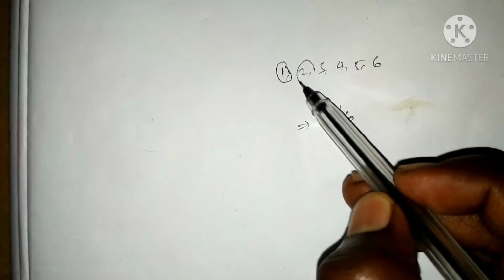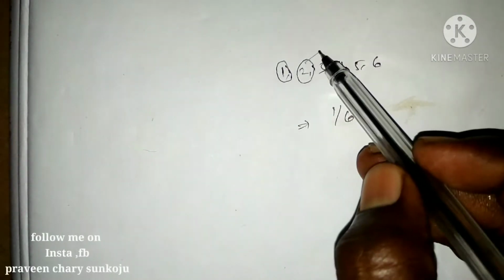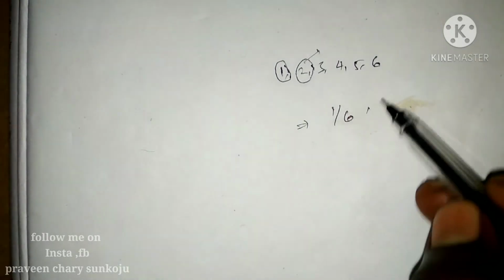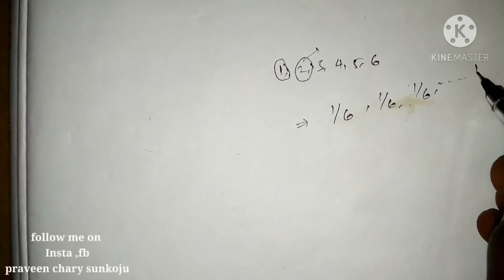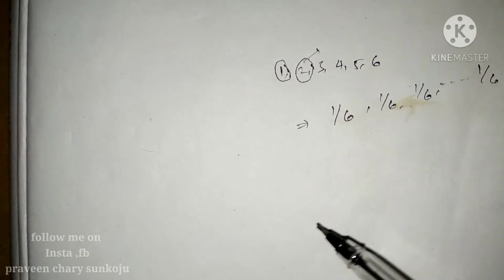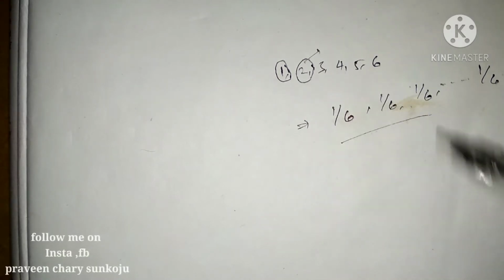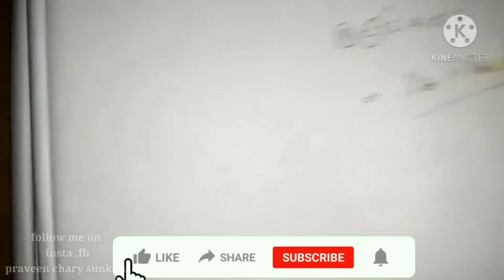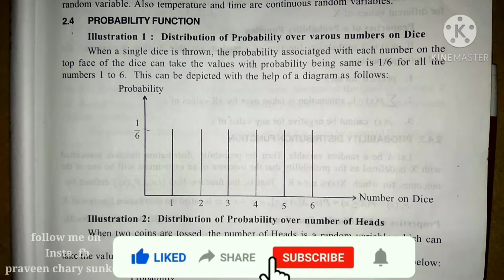What is the probability, or chance, of getting a 2 on the face? That is also 1 by 6. Similarly, 3 is also 1 by 6, and up to the 6th number, that is 1 by 6. We have 6 numbers on a die, each with a chance. Similarly, we show it on a graph, which is called a probability function.